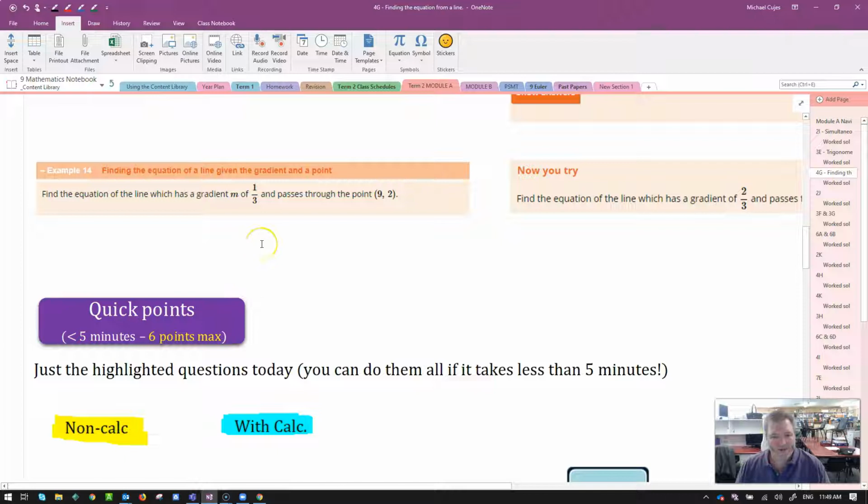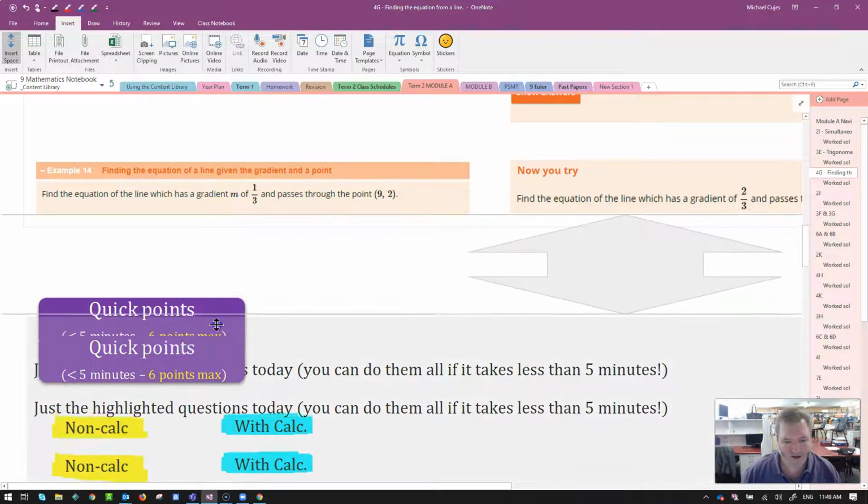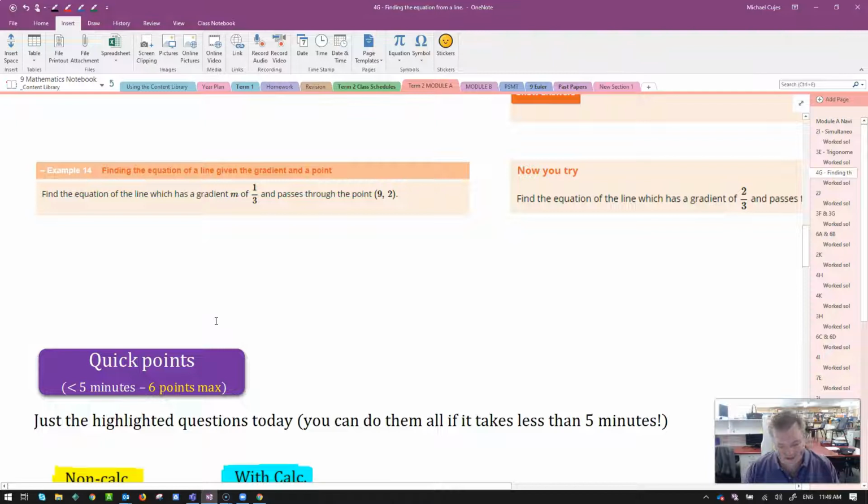Find the equation of a line which has a gradient, an m of 1/3, and passes through the point 9, 2. So this is going to be slightly trickier. We can't just do it from the image. Let's see how we go. Well, I know that it's going to be y equals m, so it's 1/3 of x plus c. If this was 0, 2, that would be giving me the y-intercept, but it's not 0, 2, it's 9, 2. So what do I have to do? I have to substitute in this point and solve for c.